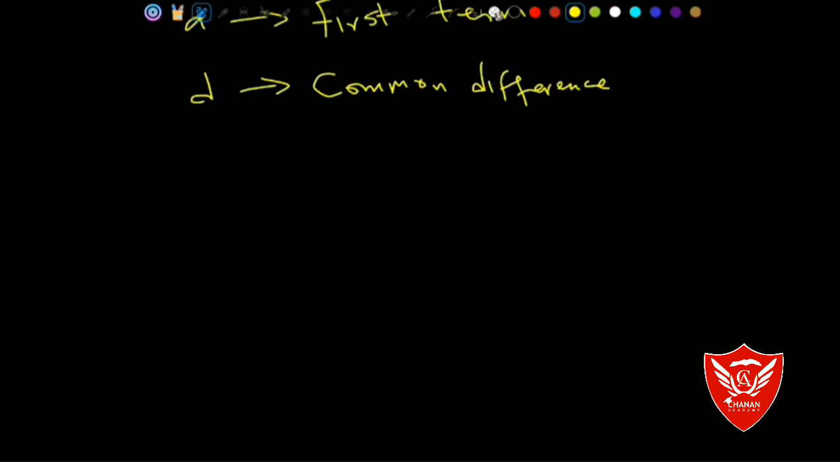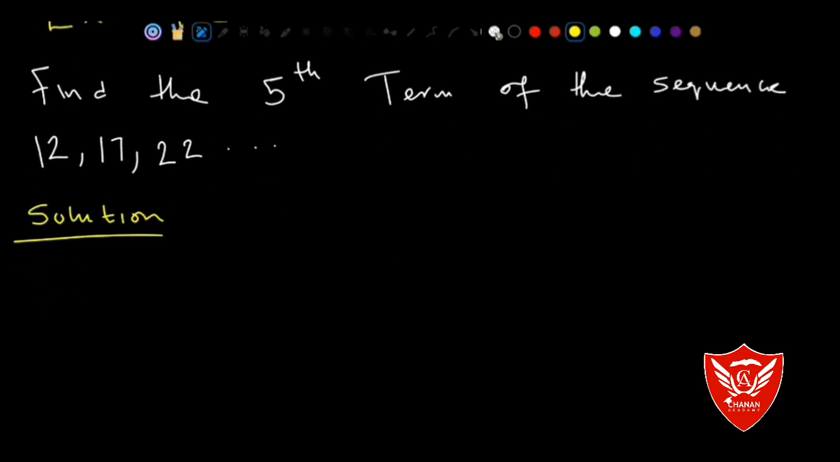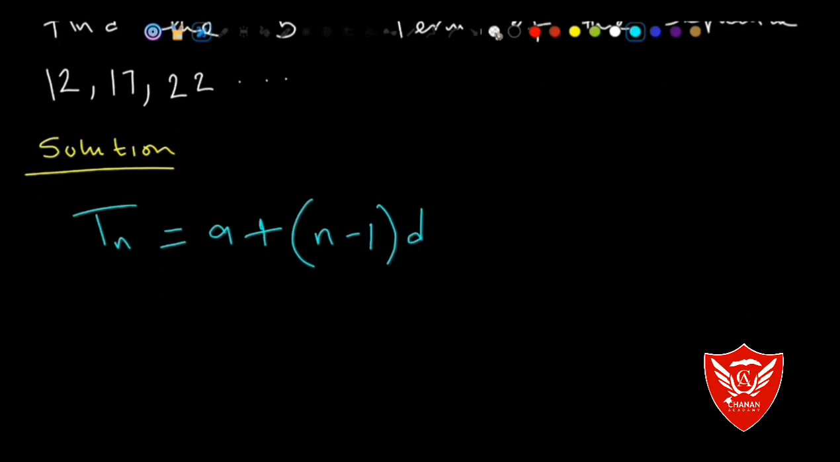Now let us work some examples. Alright, so we're asked to find the fifth term of the sequence 12, 17, and 22. So solution. So we first of all find the common difference. We already know that A is the first term, which is 12. Don't forget that the formula is the n term is equal to the first term plus the term you're looking for, that's the n term, minus 1 bracket D. Okay, so we already know that A is 12. So let's find the common difference. That will be the second term minus the first.